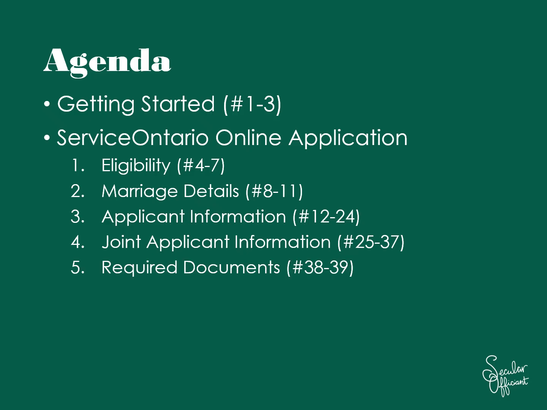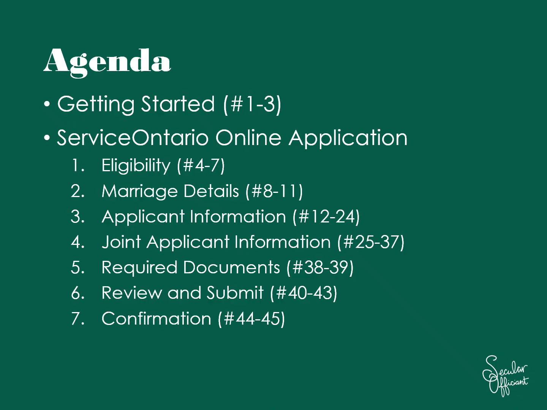Section 5 is Required Documents, which outlines steps 38 to 39. Section 6 is Review and Submit, which outlines steps 40 to 43. And Section 7 is Confirmation, which outlines the final steps 44 and 45. Lastly, I'll highlight some next steps once you have completed your application online. This may seem like a lot of steps, but once you get through Section 3 of the Applicant Information, the questions are repeated in Section 4 of the Joint Applicant Information. So, let's begin.